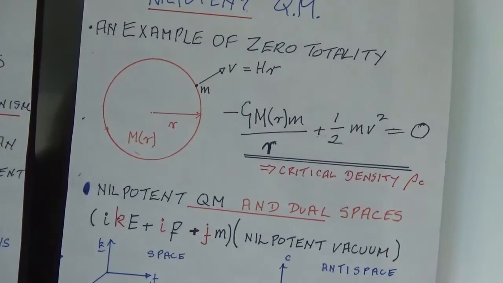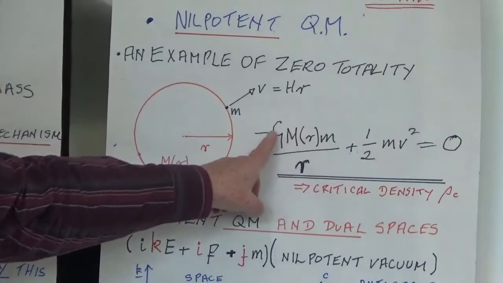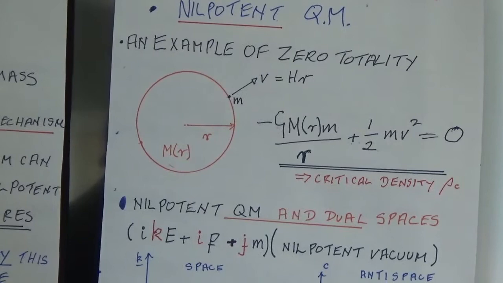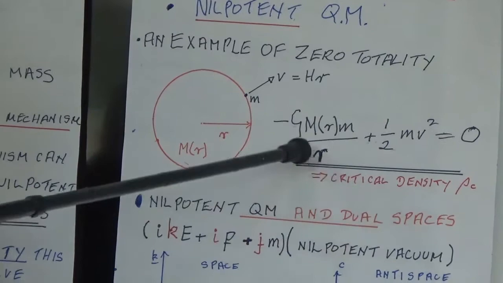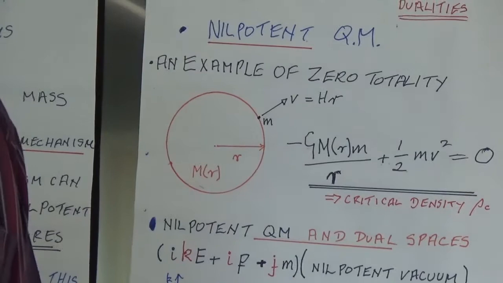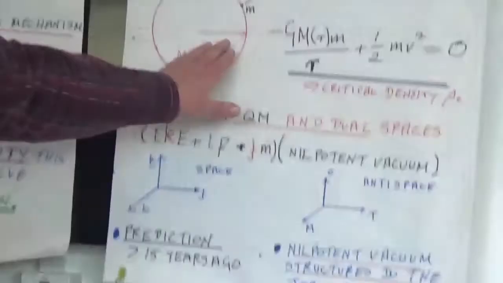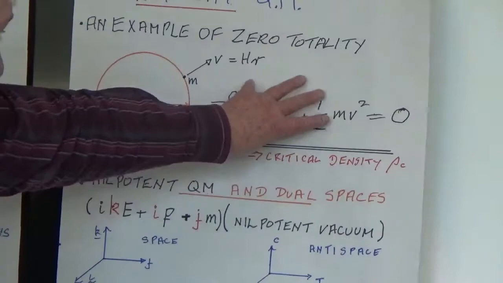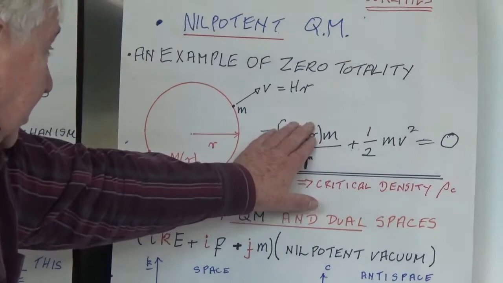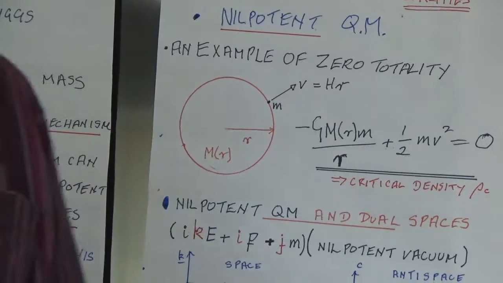If you're going to increase that, you're making this more negative. So what do you have to do to balance the equation? If you're making that more negative, you've got to make that more positive. You have to accelerate distant matter. So, to preserve zero totality, this must also involve acceleration. So this term here, if you're going to believe it, an example of zero totality, if you increase this mass because you make some dark matter in here, you've got to accelerate distant matter to compensate. Crazy idea.